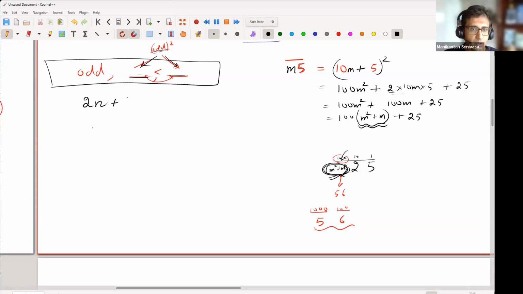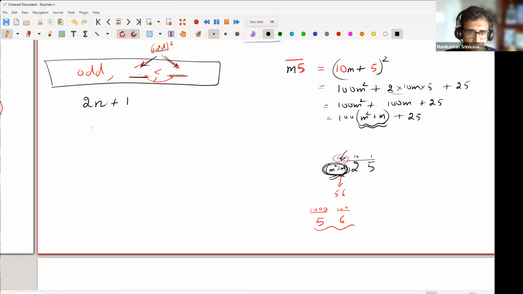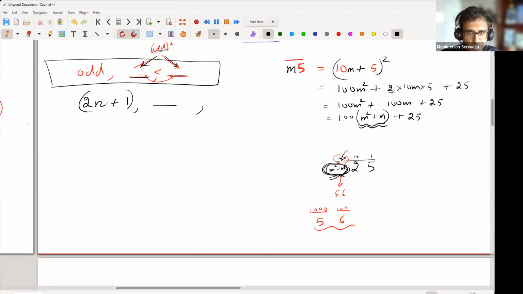2n plus 1 or 2n minus 1. Yeah. So 2n plus 1 is an odd integer. 2n minus 1 is also an odd integer. Generally, people use 2n plus 1 for convenience. Okay, so let's say 2n plus 1 is the starting term. Now let's arrive at these two terms.